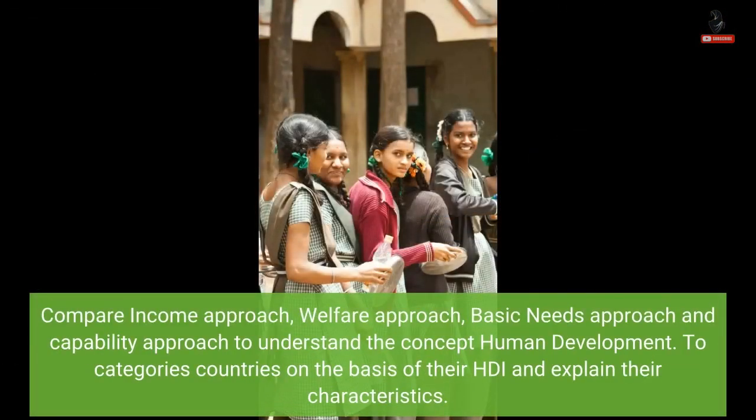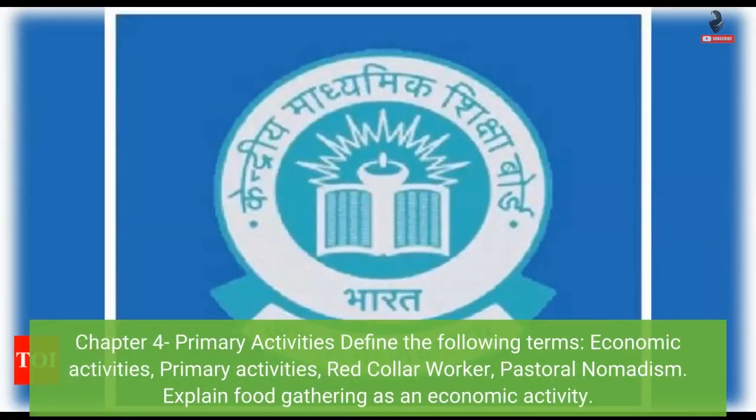Compare income approach, welfare approach, basic needs approach, and capability approach to understand the concept of human development. Categorize countries on the basis of their HDI and explain their characteristics. Chapter 4 Primary Activities. Define the following terms: economic activities, primary activities, red-collar worker, pastoral nomadism.